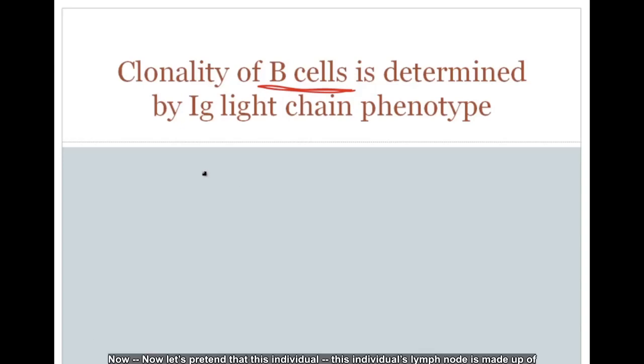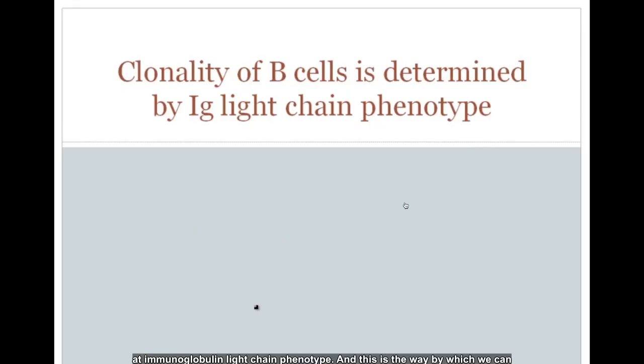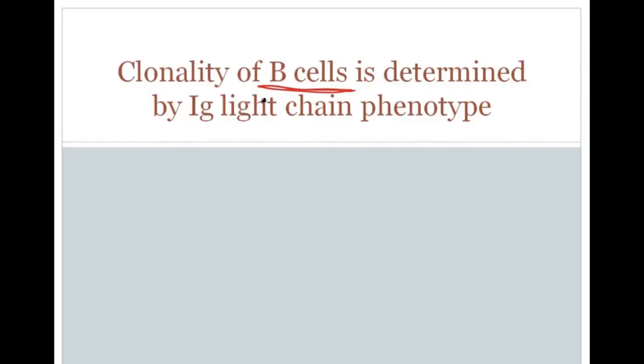Whether it be immunoglobulin light chain phenotype, this is a way by which we can determine the clonality of B cells. This is high yield, and so it's worth taking a moment to understand the concept.